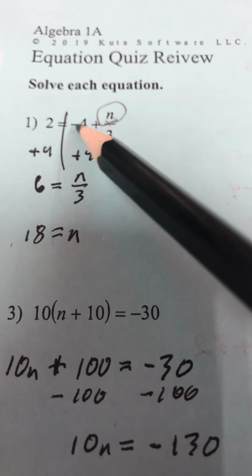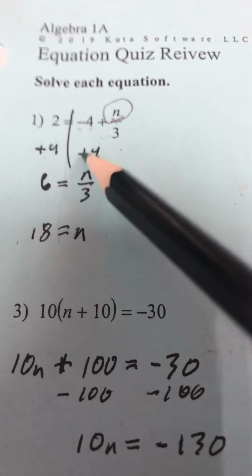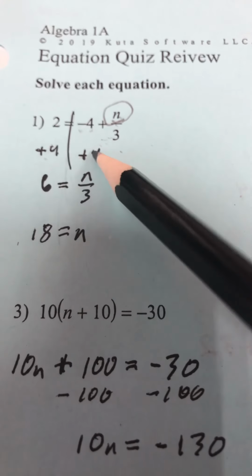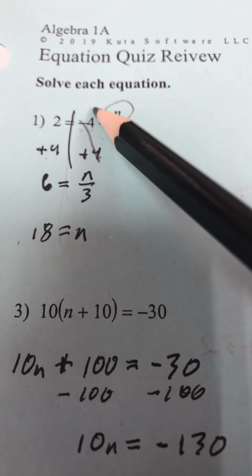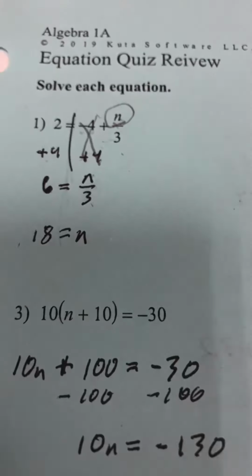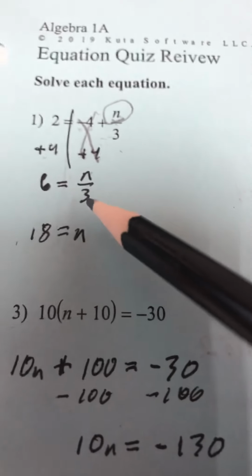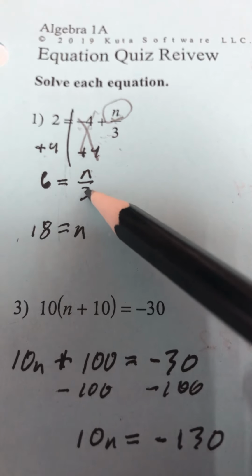So I have a -4. And in order to get rid of a -4, I'm going to add a +4 to this side and that side, okay? So when I do that, I end up getting 6, and I got rid of it over here. That's why I did it. And now I'm just left with n divided by 3. Now, for n divided by 3, I'm going to multiply both sides by 3.